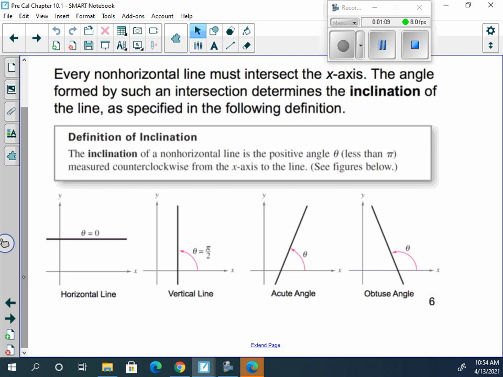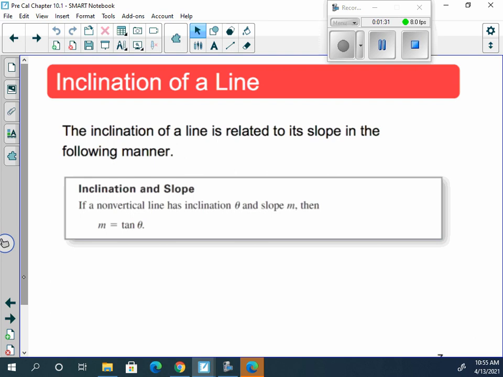Now, anything less than vertical in the positive direction will be theta, or essentially less than 90 degrees, less than pi over 2. And anything with a negative slope is going to have an obtuse angle. So negative slope would have an obtuse angle. Positive slope is going to have an angle between 0 and pi over 2.